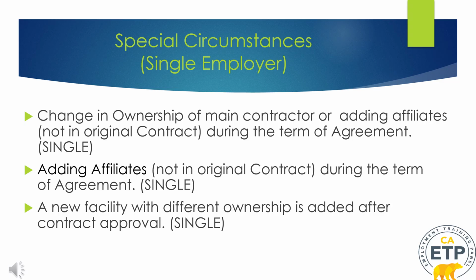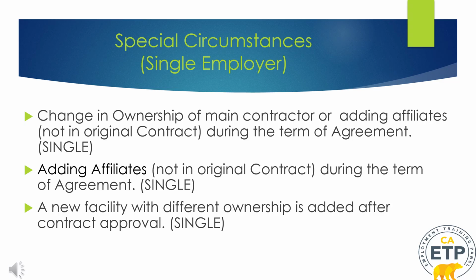The difference between adding affiliates not in your original contract is those affiliates existed while you were applying for the contract. You just chose not to include them for your contract and then decided that you would like to include them. The other is adding affiliates that you decided that weren't a part of your original umbrella during the development of your contract, but became a part of your entity after your contract was approved.